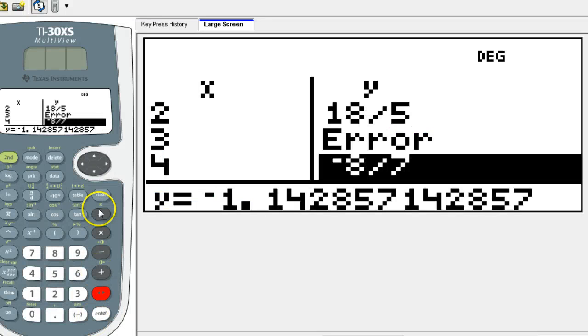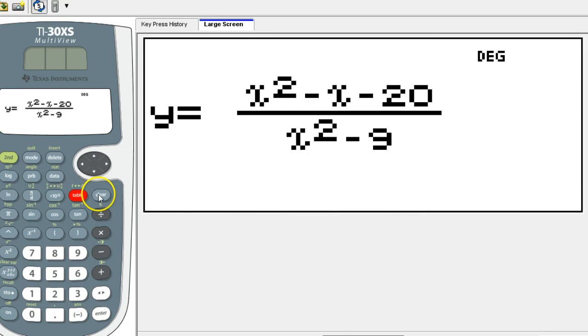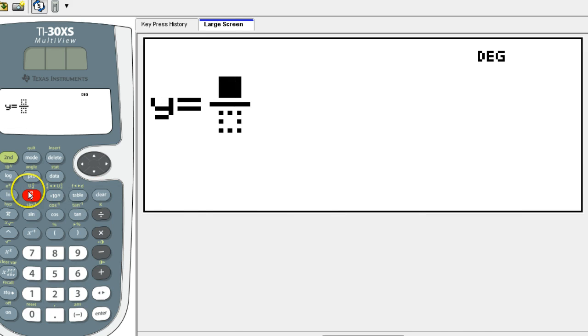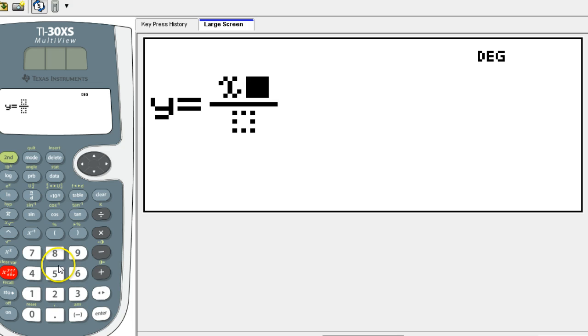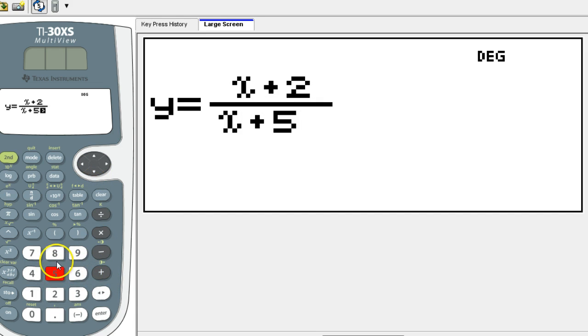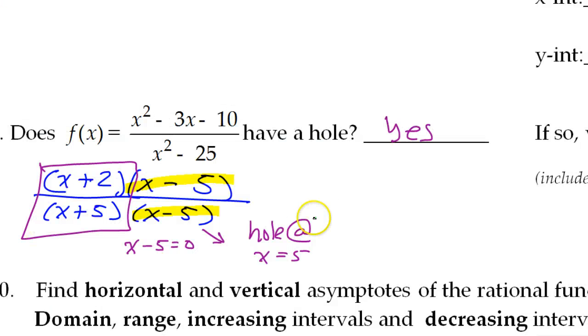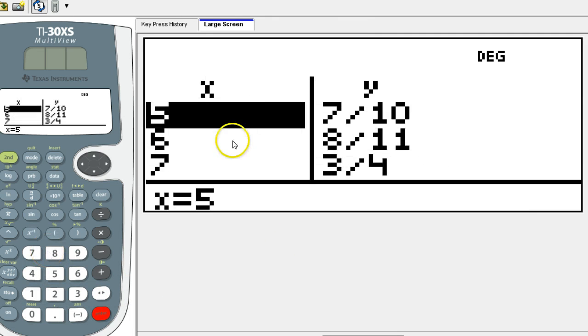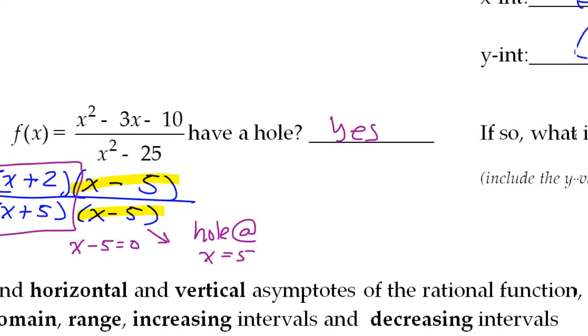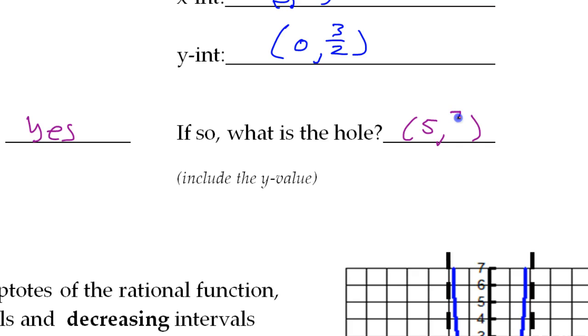Alright, if you're lame and use a calculator, it's going to look like this. X plus 2 over X plus 5. And we want to know what the Y value is when X equals 5. So we will start at 5. Okay, so that's 7 over 10. So 5 comma 7 over 10. That's the hole.